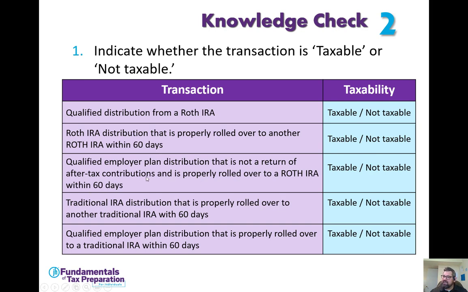Okay. A traditional IRA distribution that is properly rolled over into another traditional IRA within 60 days, that is not taxable. A qualified employer plan distribution that is properly rolled into a traditional IRA within 60 days, that's not taxable because it's going from the same type of account into the same type of account as far as tax purposes go. Okay. So there are the answers there.